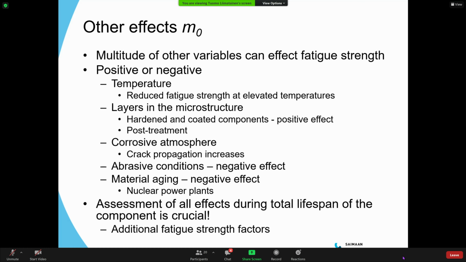Also, if you have some layers in the microstructure, for example some kind of stellite coating or very hard coating, hardening in the surface, that will of course have a positive effect. If you have a corrosive atmosphere, it will have a dramatically negative effect. Seawater is one of the most severe ambient conditions that a steel component can be put into, because there is corrosion, and when you have simultaneously variable loading, the crack will propagate really fast.